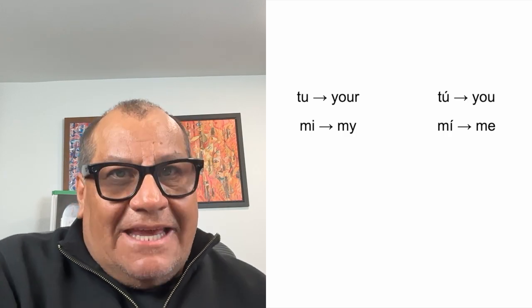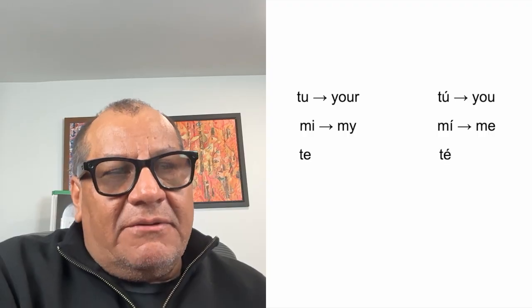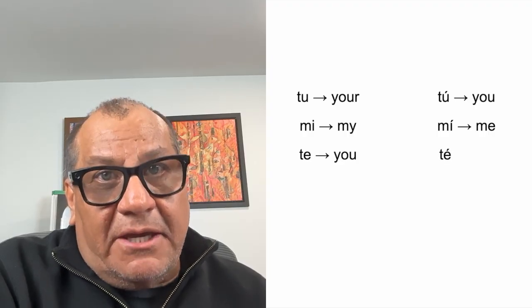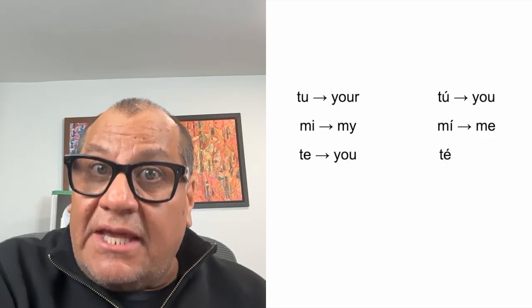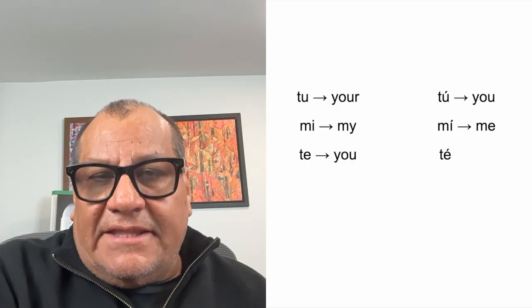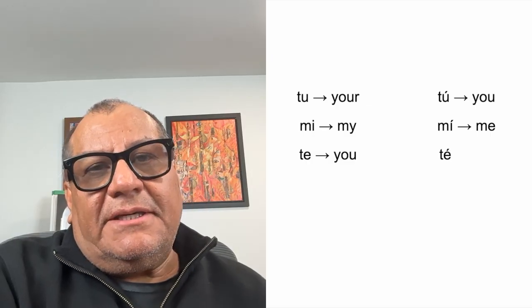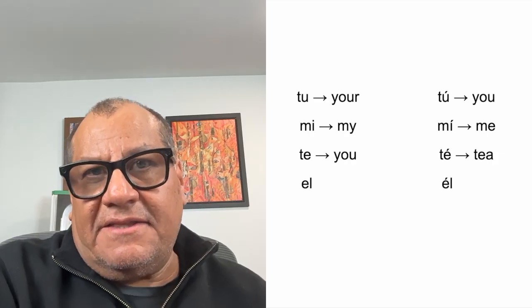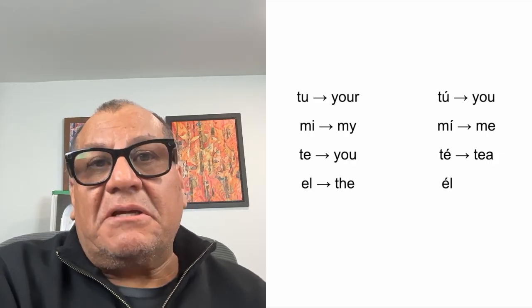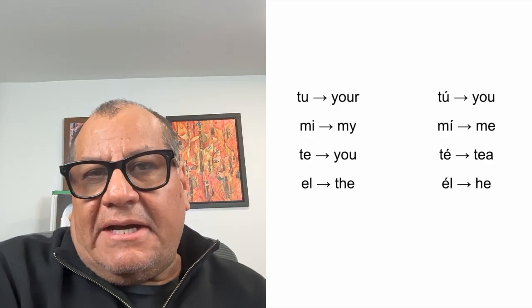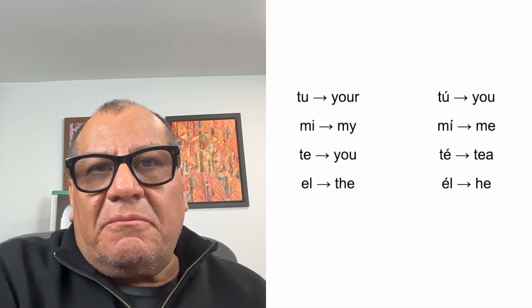Then we also have te without a tilde and té with a tilde. Te without a tilde is going to be you as the object pronoun. Yo te veo, yo te llamo, yo te quiero, te amo. You heard about that? Te amo. I love you. And then té with a tilde, that's going to be tea, the tea that we drink. El versus él. El without a tilde is the: el hombre, el carro, el problema. And then él with a tilde is he: él trabaja, él estudia, él compra, él vende.